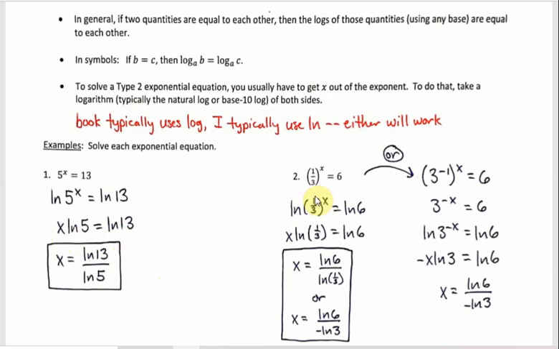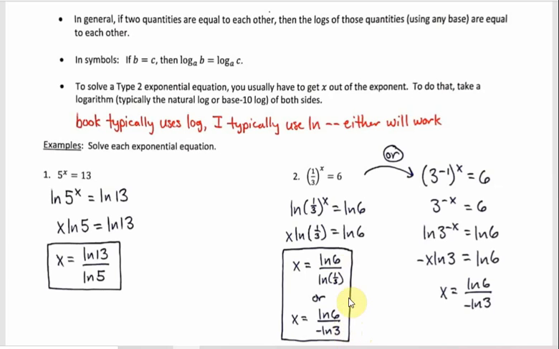Similar thing over here. The base is a fraction, but don't let that throw you off. You basically do the exact same thing. The x is in the exponent, you've got to get it out. So take the natural log of both sides, bring that exponent out front, and then divide both sides by the natural log of 1/3. If you want to write it without the natural log of a fraction, you can, because using that quotient rule from a previous section, the natural log of 1/3 would be the natural log of 1 minus the natural log of 3, but the natural log of 1 is 0. So it ends up being the negation of the natural log of 3.